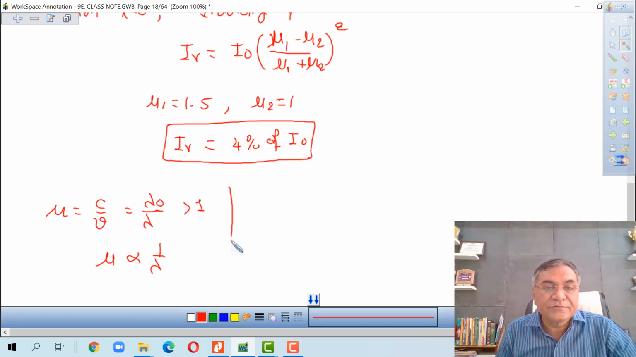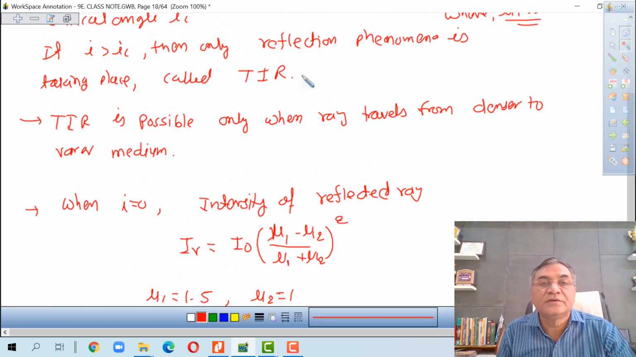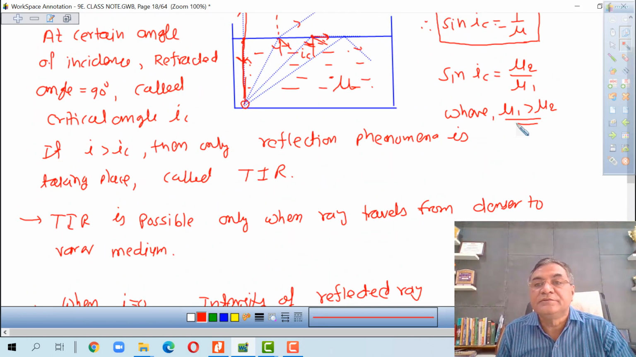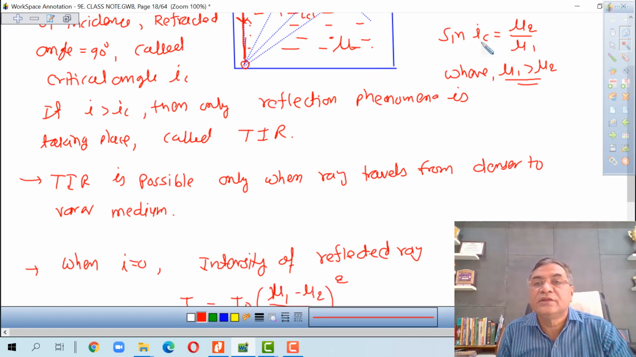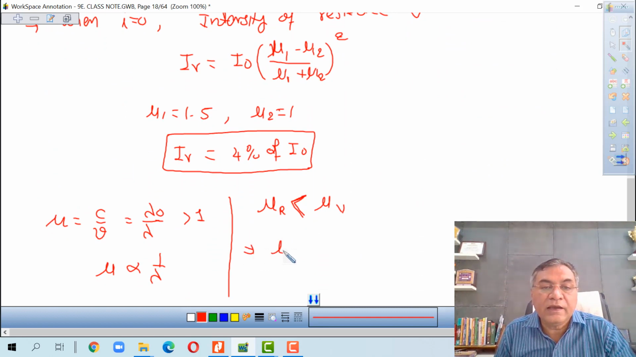And therefore what happens? Mu of red color and mu of violet, so this is less. Why? Wavelength of red is more than the violet. And now using this formula, sin IC, so mu is more, IC is less. So we can say that IC for red is greater than IC for violet.